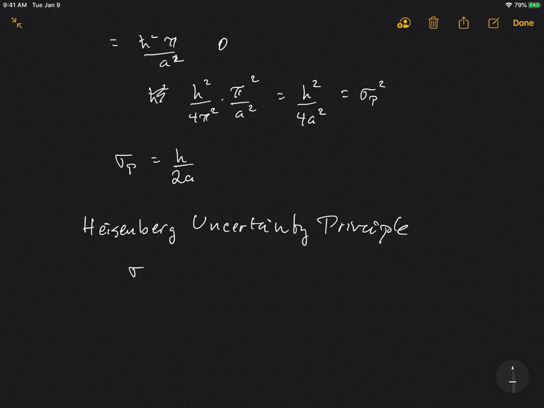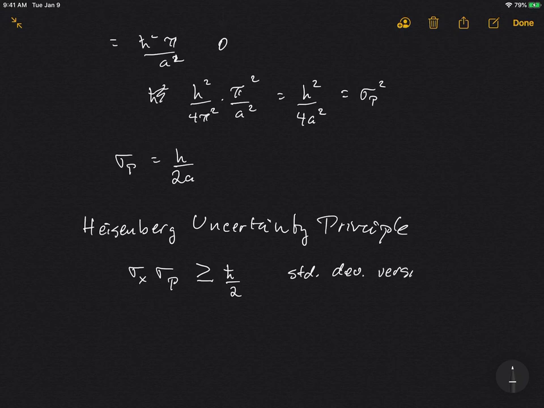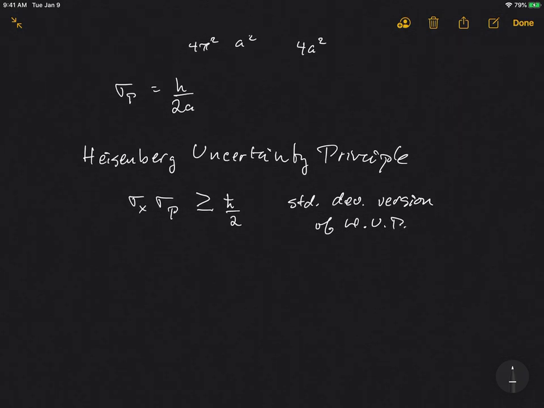First of all, the Heisenberg uncertainty principle, in terms of standard deviations for position and momentum, would be sigma x times sigma p. The product of those two is always going to be greater than or equal to h bar over 2. That's the standard deviation version of the Heisenberg uncertainty principle. And we can put our numbers in. Sigma x is a over square root of 12. That's a squared over 12 is sigma x squared, so we're taking the square root of that.